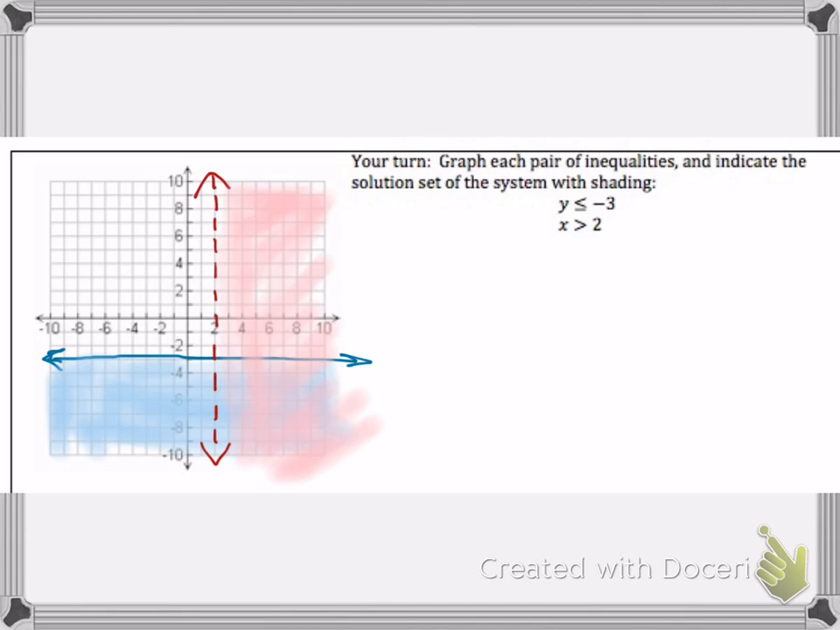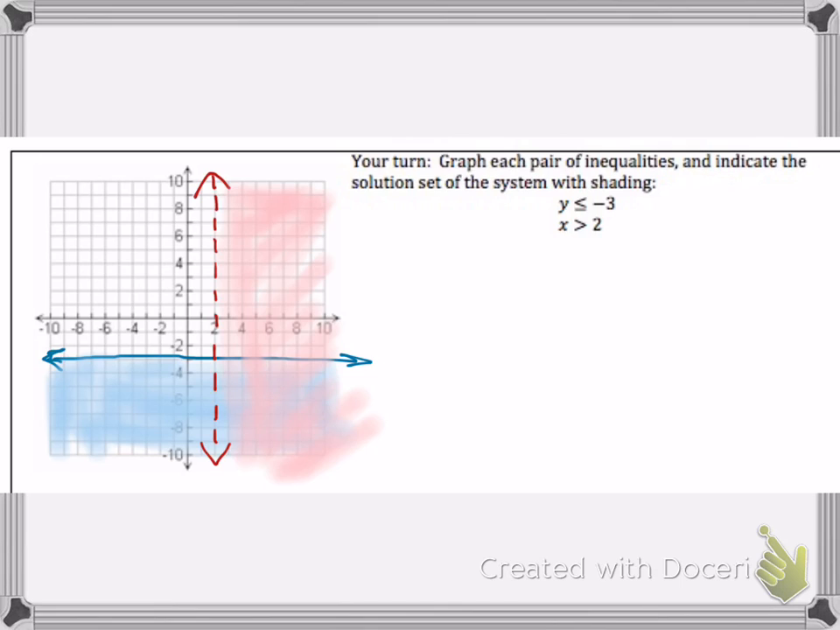X is greater than 2 is going to be a vertical line at x equals 2. Because it's greater than, it should be a dashed line since it's not included. And because it's greater than, we're shading to the right, so you can see that in the pink.